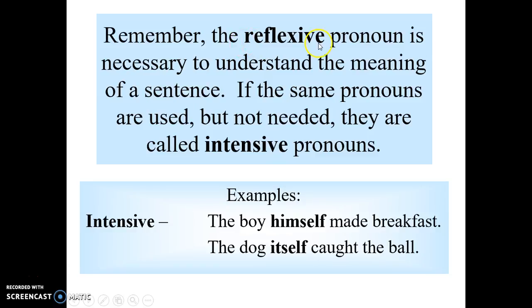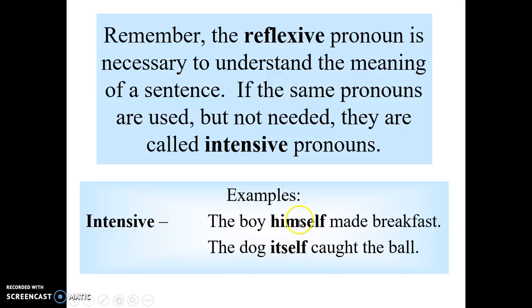And once again, remember, you don't actually have to write this. Just remember that the reflexive pronoun is necessary to the sentence. So if you look, the boy himself made breakfast. Well, you could take that himself out and just say the boy made breakfast, and it still makes perfect sense. The dog itself caught the ball. Once again, itself can be taken out. The dog caught the ball, and you're good.